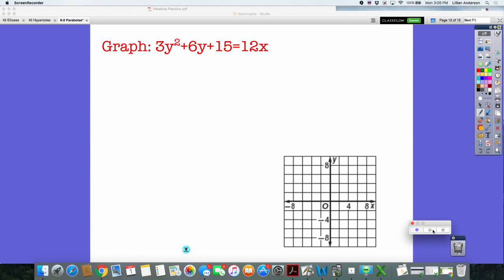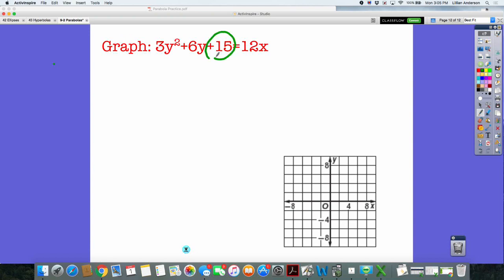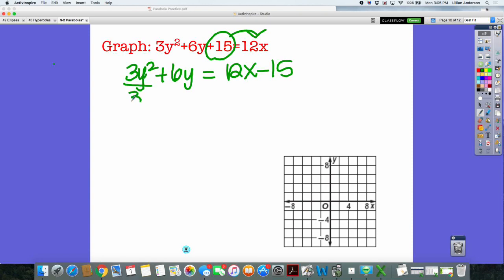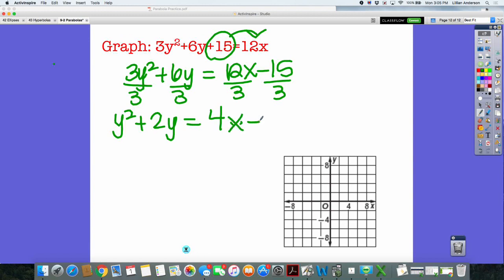So, you need to complete the square for this one. To do that, you need to get this over here. One way you could have started was by subtracting 15 over. But then, in order to complete the square, the squared term needs to be positive and it needs to be 1. So since there's a 3 there, what do you have to do with the 3? So then that's y squared plus 2y equals 4x minus 5.